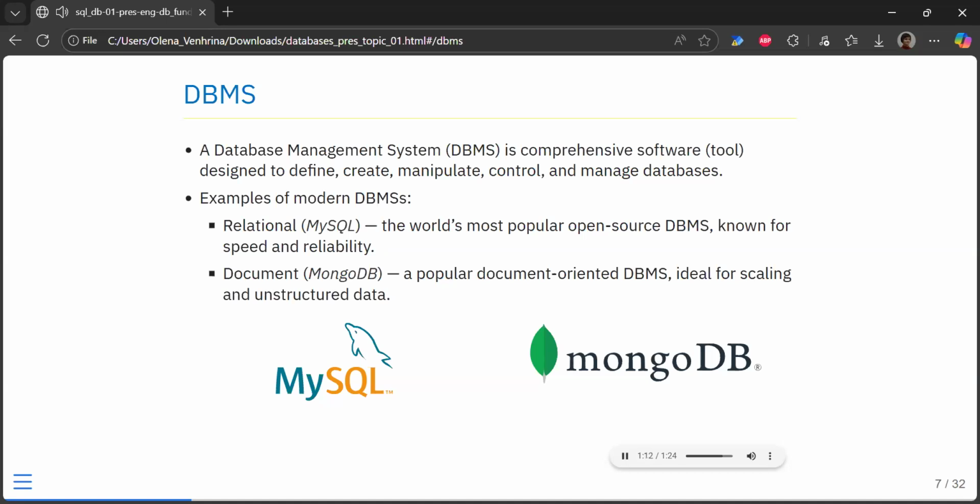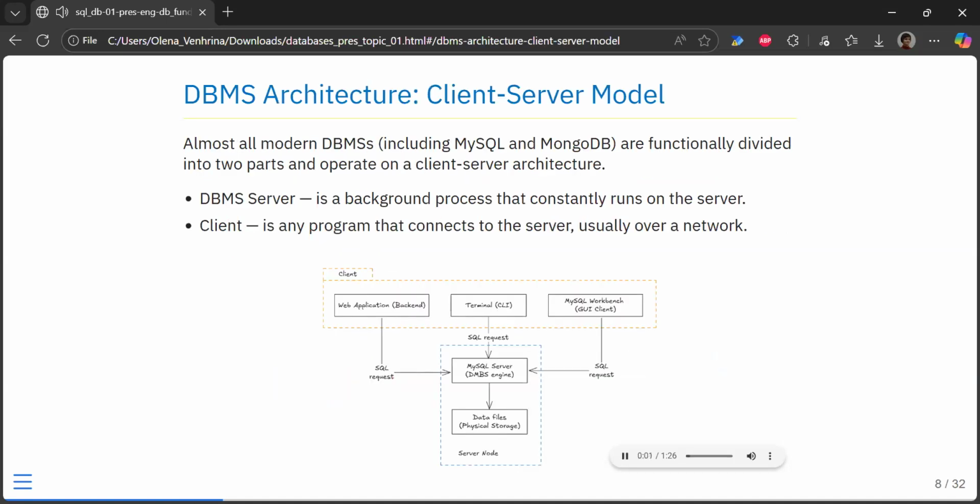Although these systems are ideologically very different, almost all modern DBMSs, including both MySQL and MongoDB, operate on a single architecture. And this is the next thing we have to sort out, the client-server model. We determined that the DBMS is our engine, but how do we communicate with it? Do we just open data files in Notepad? No. Almost every modern system, whether MySQL or MongoDB, operates on a client-server architecture, which you see in this diagram.